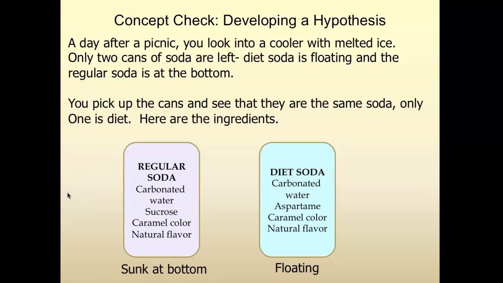All right, so let's see if we can develop a hypothesis. A day after a picnic, you look into a cooler with melted ice. Only 2 cans of soda are left: diet soda that's floating and the regular soda that's at the bottom. You pick up the cans and see that they are the same soda, only one is diet. So here are the ingredients. The regular soda is at the bottom, the diet soda is floating.